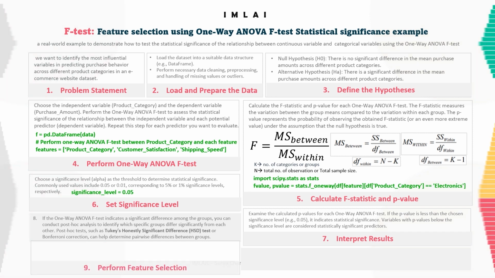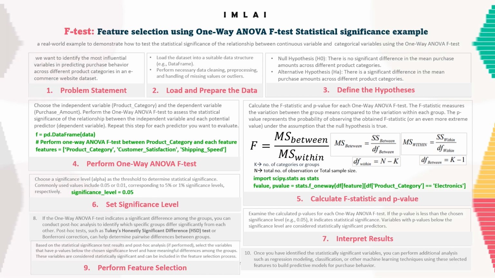Then step 9, perform feature selection, which we have done. Based on the statistical significance test results, the significant features are identified. In this case, we have the product category variable, and we also have purchase amount, and we have a total of 3 features. Out of that, shipping speed has been selected as a feature.